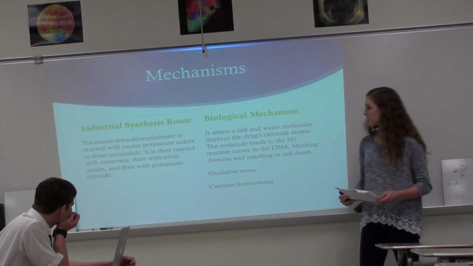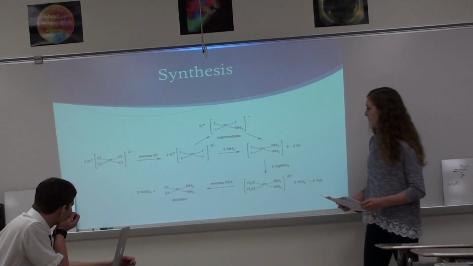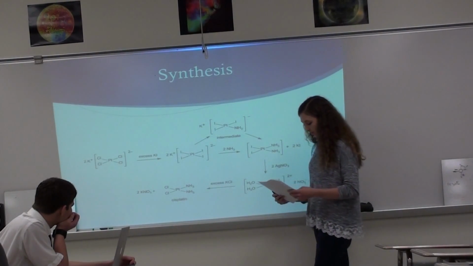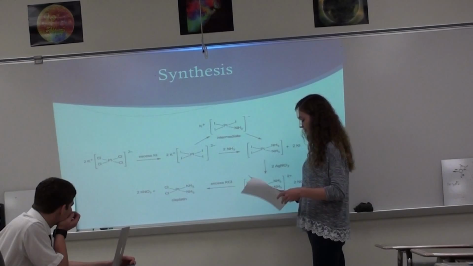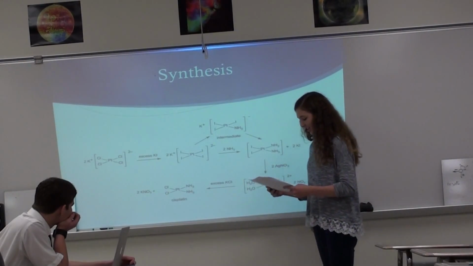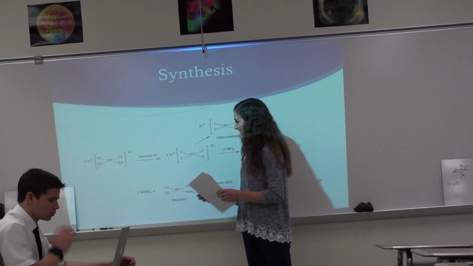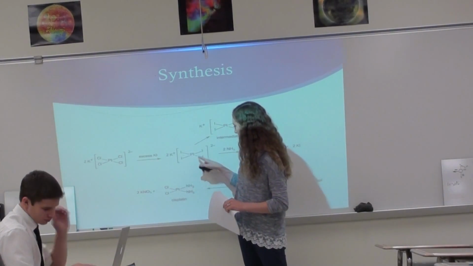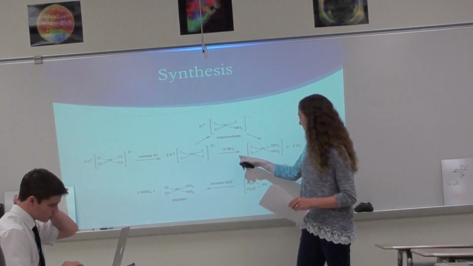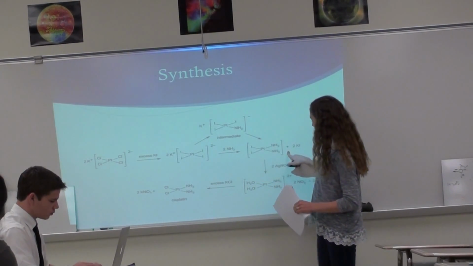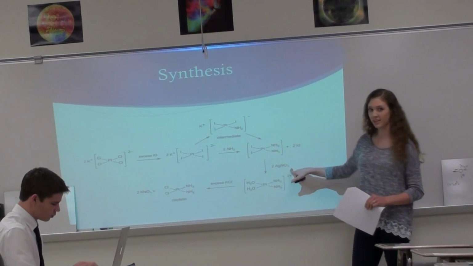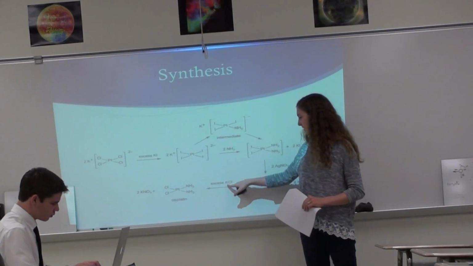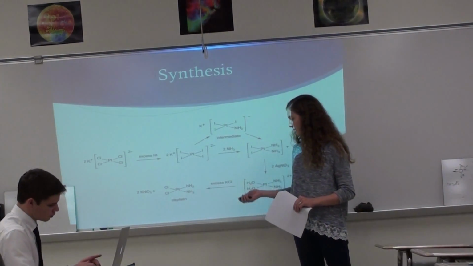So mechanisms, this is the industrial synthesis route. Potassium tetrachloroplatinate is reacted with potassium iodide to form the tetraiodide, and then it's reacted with ammonia to form this compound, which is reacted with silver nitrate to form this compound, which is reacted with potassium chloride, which produces the precipitate cisplatin.